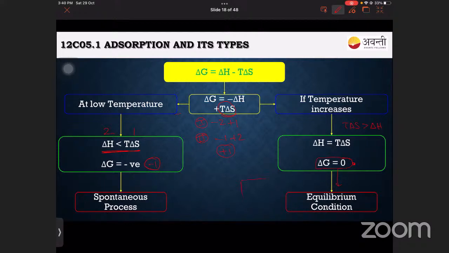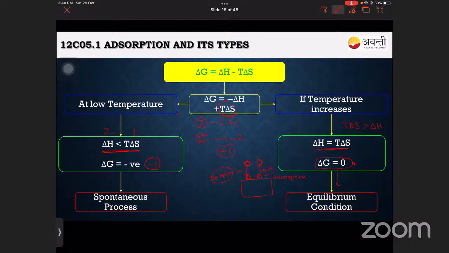See here. Now let's take this as a surface. Let's say one molecule is being adsorbed on the surface initially. Now in this case where delta H is equal to T delta S, the same number of molecules will be coming out. Adsorption and desorption: the number of molecules being adsorbed will be equal to the desorption process. This is when delta H is equal to T delta S. This is the case.